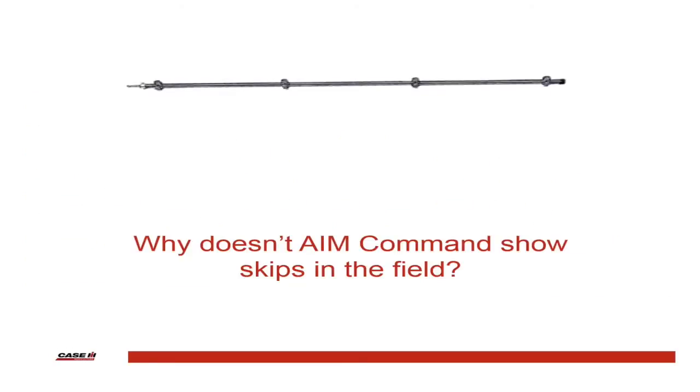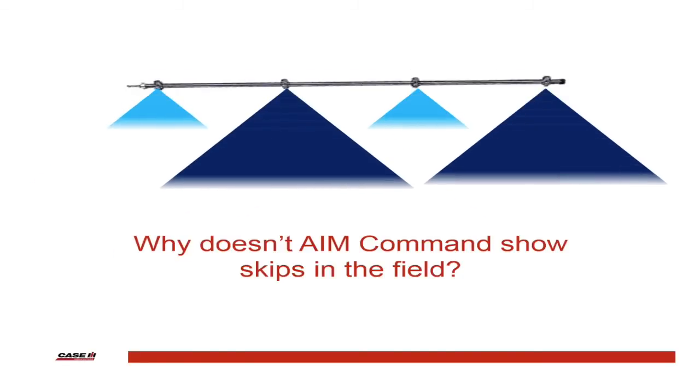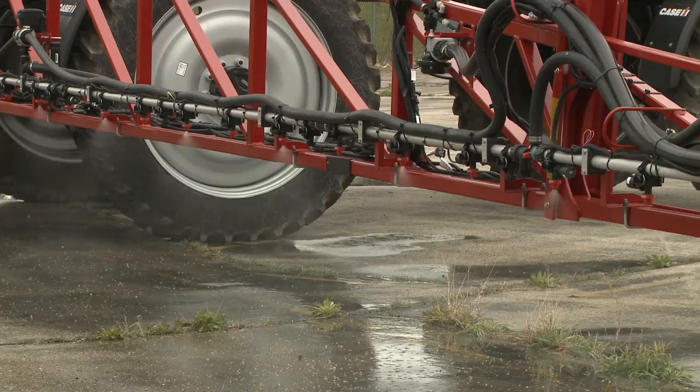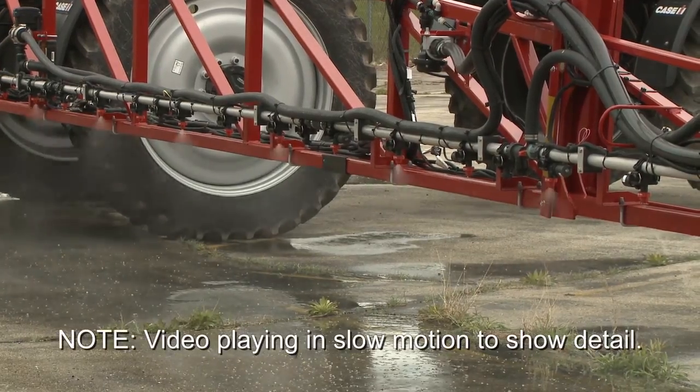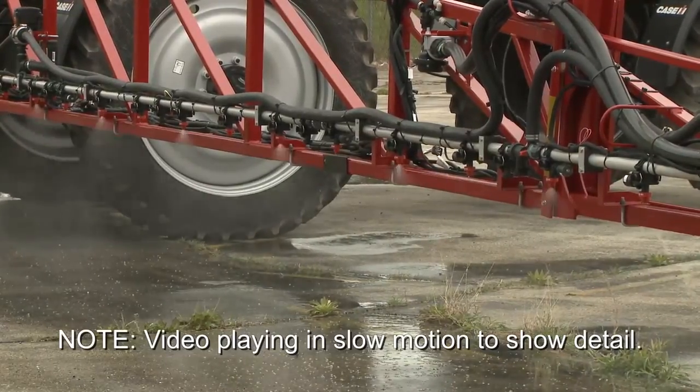With all this pulsing, why does an AIM Command show skips in the field? Every other nozzle across the boom pulses together. This is referred to as alternate or blended pulse technology and allows for 100% overlap in the spray pattern, thus eliminating skips in the field.